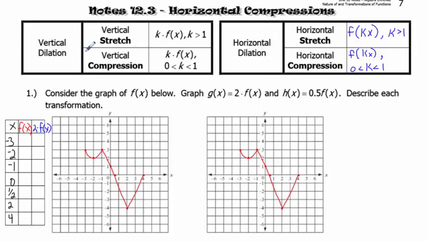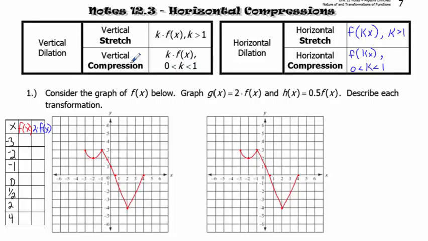A vertical dilation, you have two things. You have a vertical stretch, you have a vertical compression. So if you stretch this function vertically, you're going to multiply by k on the outside of the parentheses, and that's if k is bigger than 1. Now if you multiply by k outside of the parentheses and k is between 0 and 1, that will be a vertical compression. So it will squish it down.